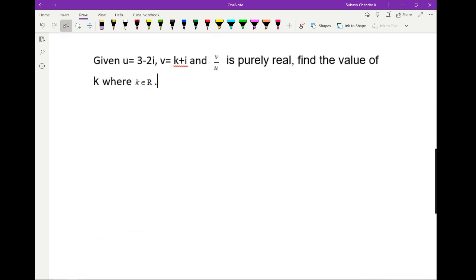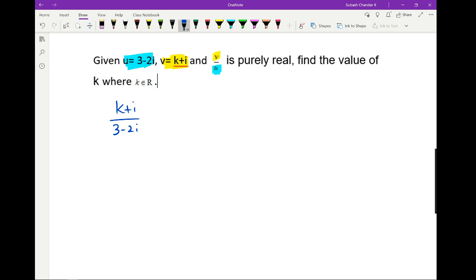Cool. Okay, so Friction, let's actually do this question. It's good to be back doing this stuff, man. Thank you for this question, appreciate it. So the first thing to look at is that you've got V, which is K plus i, and then you've got U, which is 3 minus 2i. It's saying that V divided by U is purely real. So let's work out what V over U is. I'm going to get K plus i divided by 3 minus 2i.